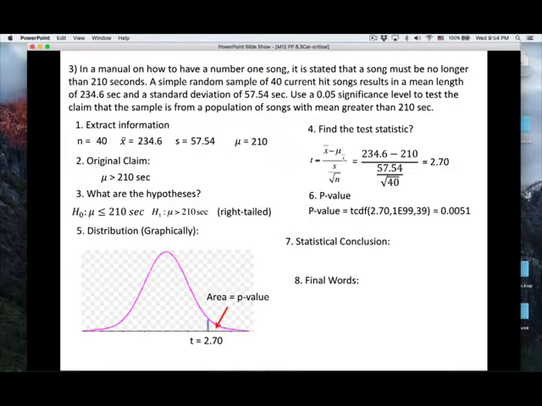You should get 0.0051. Okay, this is how you find the p-value. One more time: lower value, upper value, and then degree of freedom. Okay, the conclusion here. After we get the p-value, we want to compare it with your significance level.